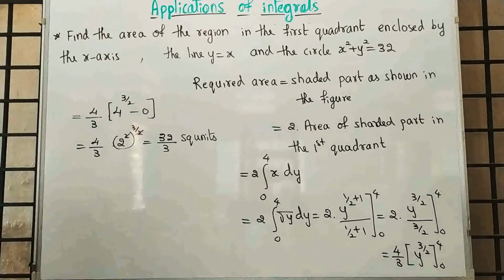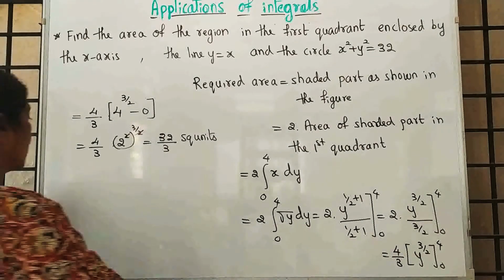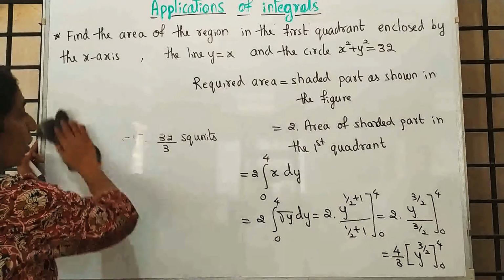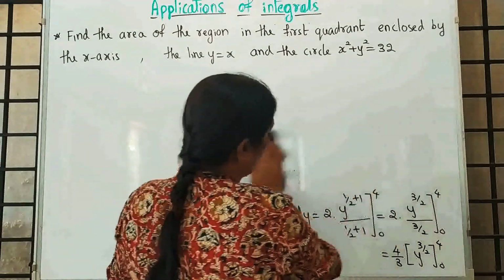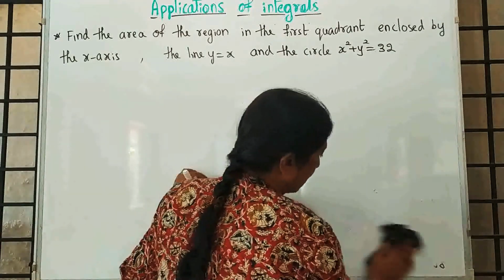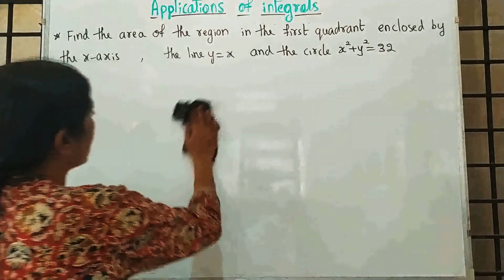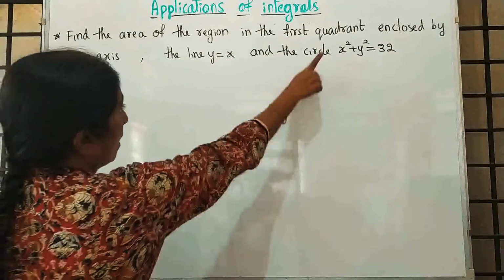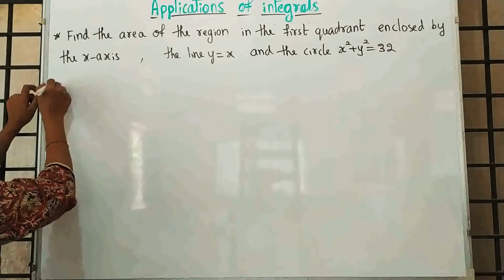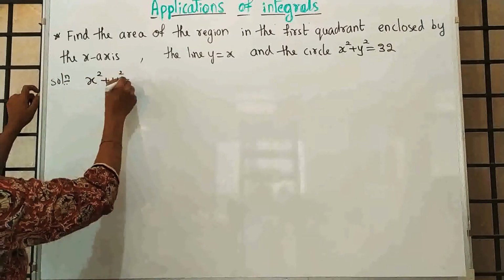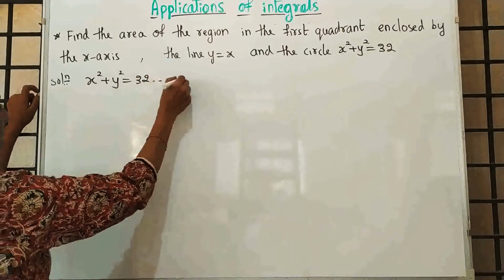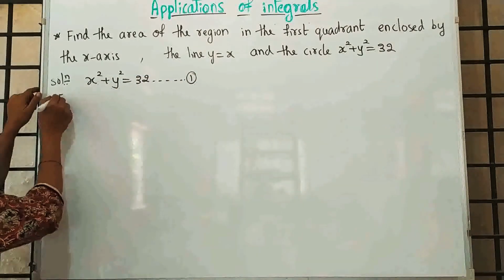See, if you are able to draw the figure first, that alone gives you half of the solution. See, y is equal to x is what? Y is equal to x is a straight line passing through origin. It comes in first and third quadrant. And x square plus y square is equal to 32 is what? This is the equation of the circle with center origin. See, for your reference I am writing.